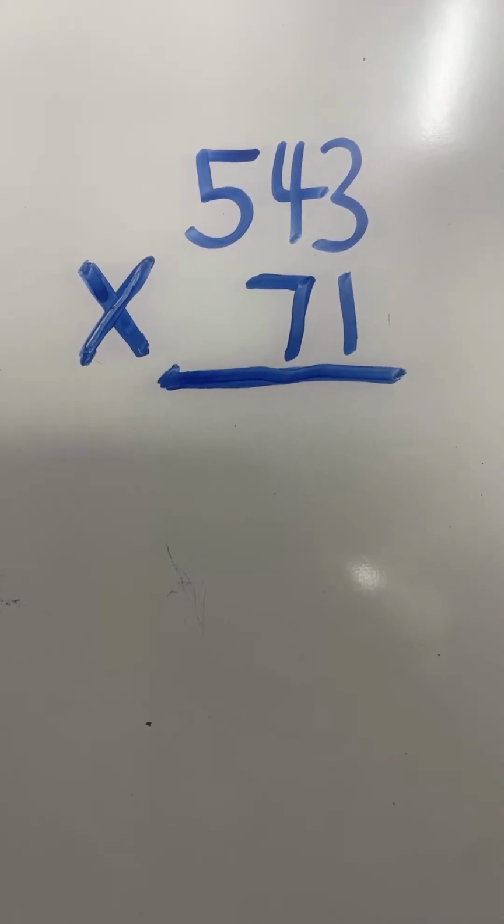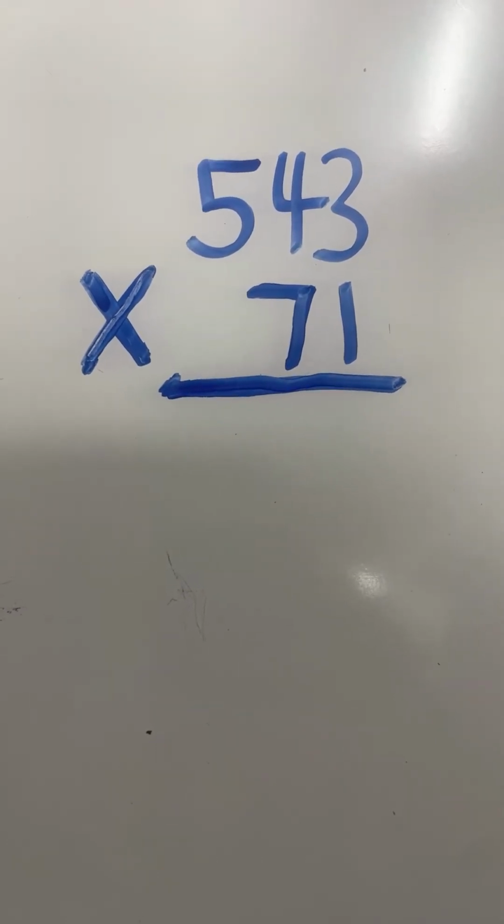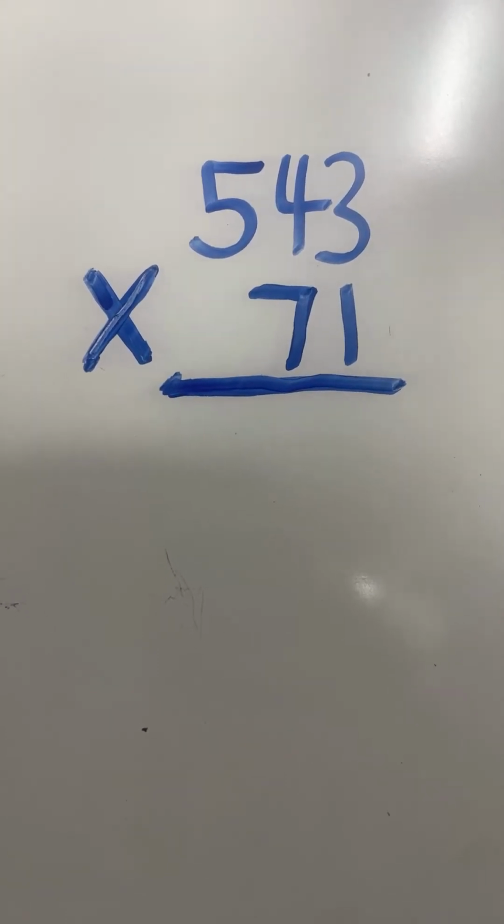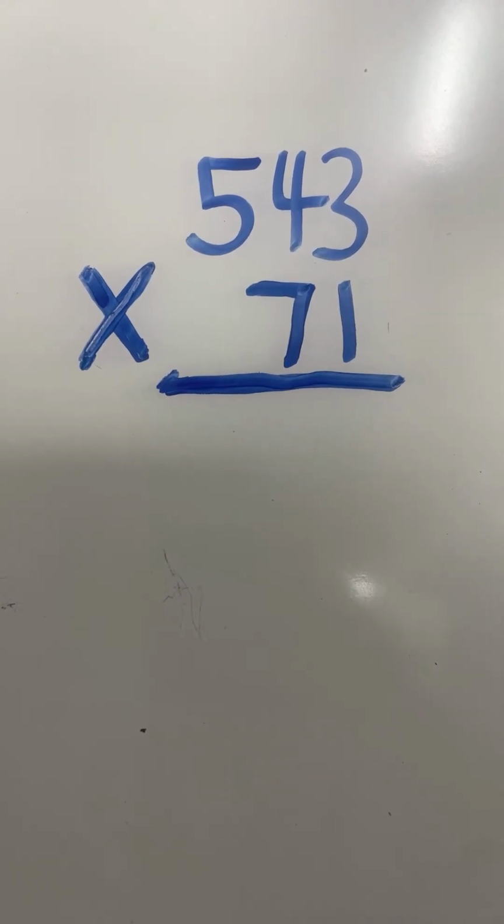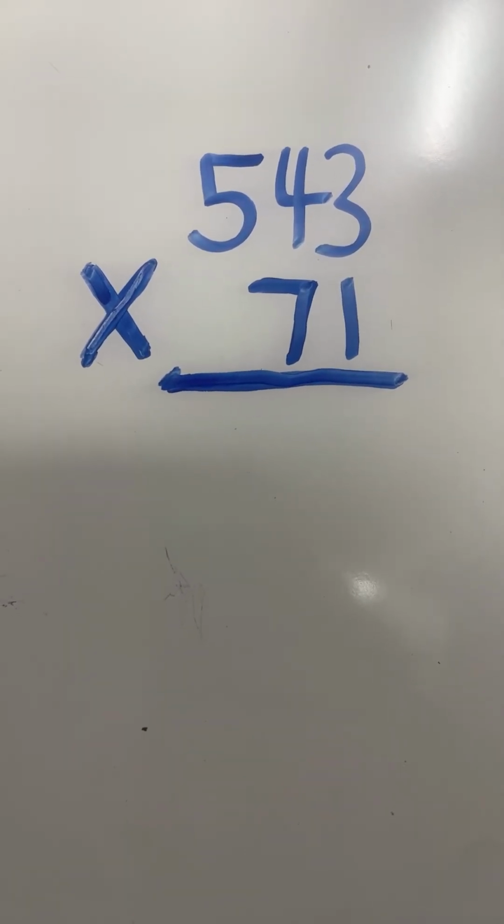All my future content. So this video is going to be a review of 3-digit by 2-digit multiplication. Our first example problem is 543 times 71, and I'm going to go through step by step how to solve that problem.